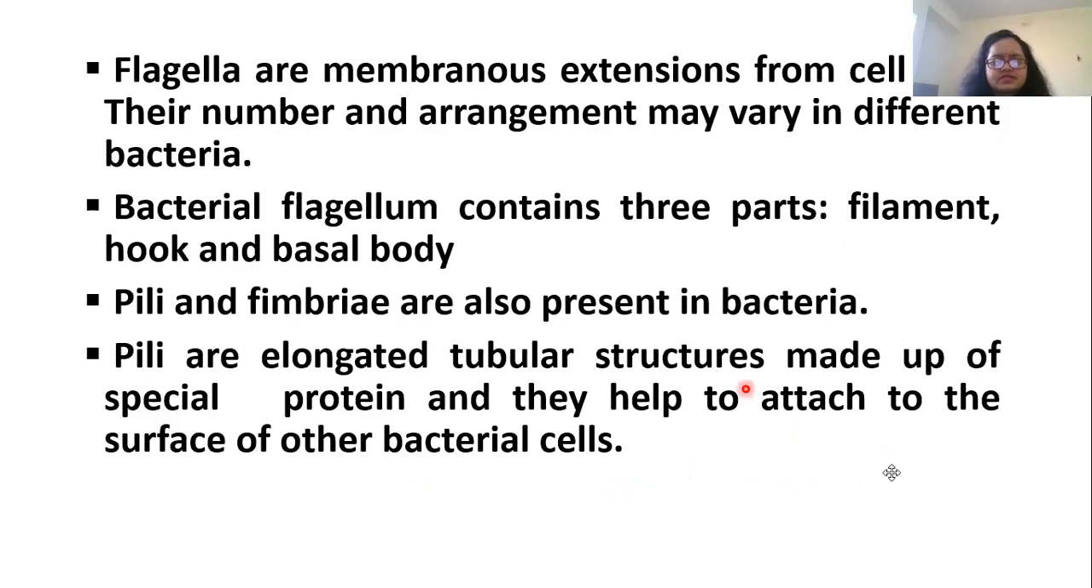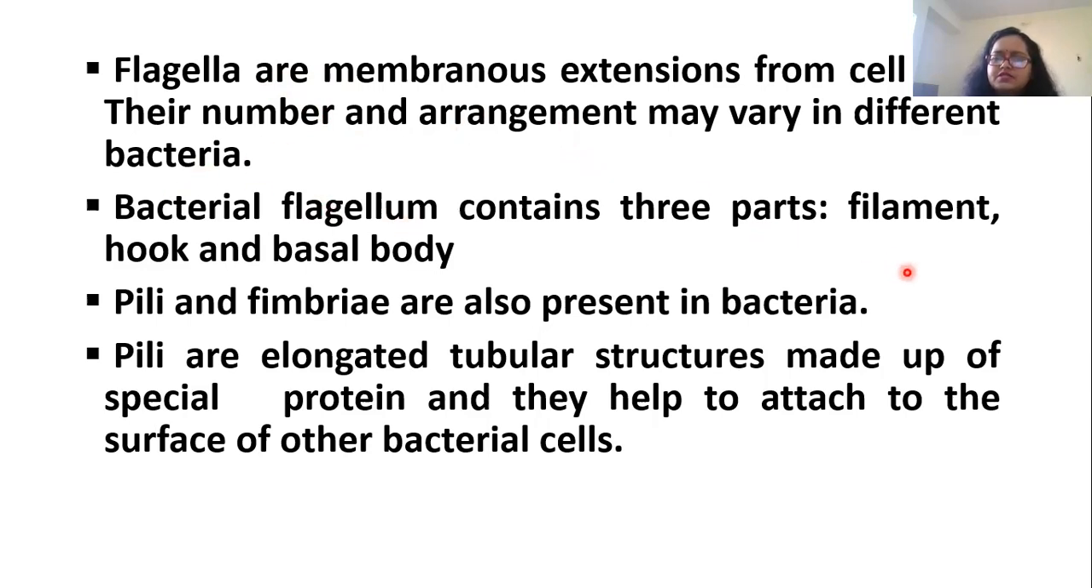Flagella are membranous extensions from the cell wall. Their number and arrangement may vary in different bacteria. In the diagram before, we have seen one flagellum, but it is not mandatory that only one flagellum is there in bacteria. Their number may vary: 1, 2, 3, 4, or many. So they differ in their number as well as their arrangement. They can be present at the pole only, or all over the body of a bacterium, and accordingly they are named differently on the basis of the number of flagella.